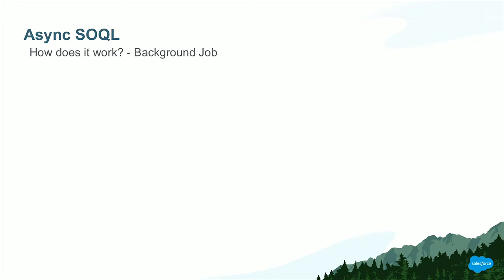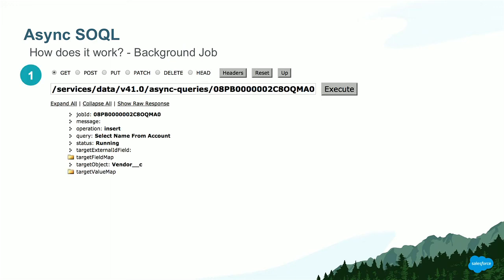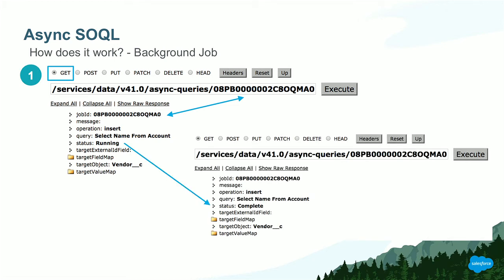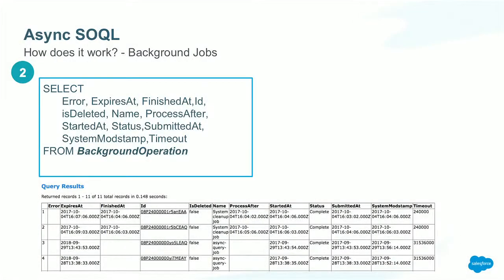Actually, that's a good thought, and I was thinking the same when I saw this feature the very first time. But they are using a different object. They are not using the Async Apex Job object. So we have two options. One of them is to do an HTTP GET call using the job ID that we got as part of the response from the post. Then we move from running to complete after a period of time. The second way to do it is with a simple SOQL against this new object, background operation.